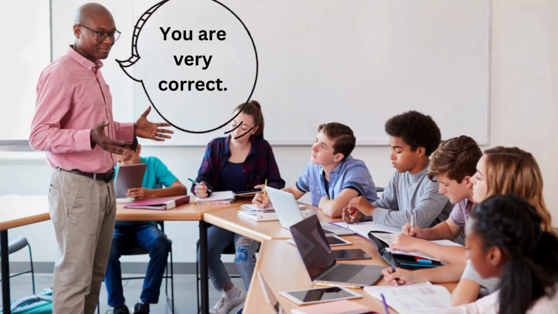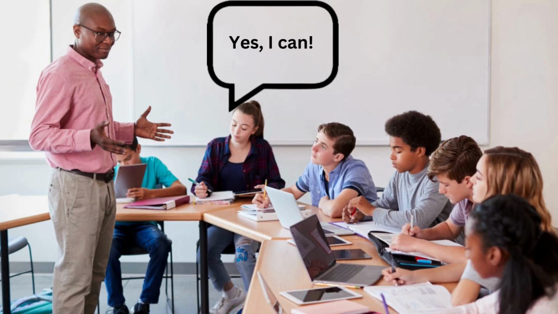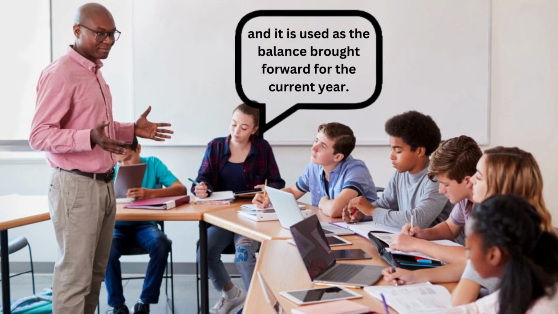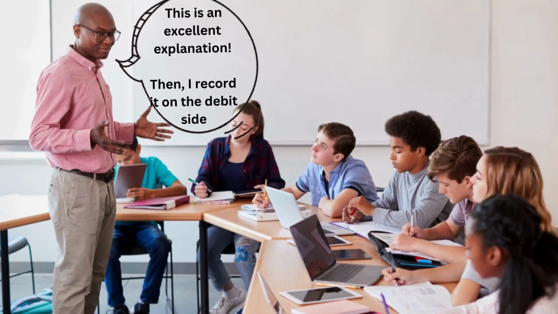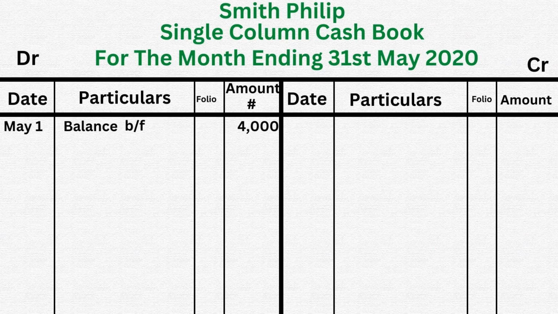You are very correct. But can you tell me the reason for debiting it? Yes, I can. The cash in hand, which is 4,000 naira, represents the last cash balance for the previous year, and it is used as the balance brought forward for the current year. This is an excellent explanation. Then I record it on the debit side.